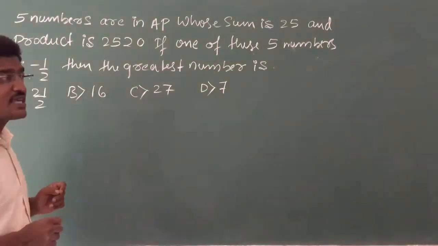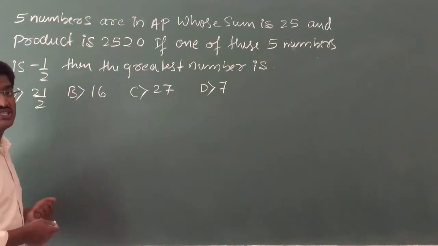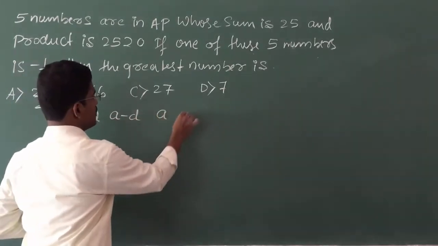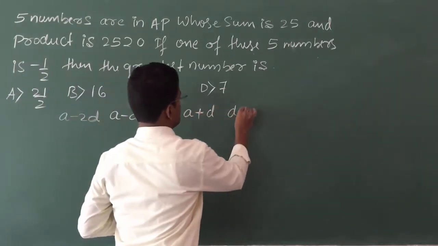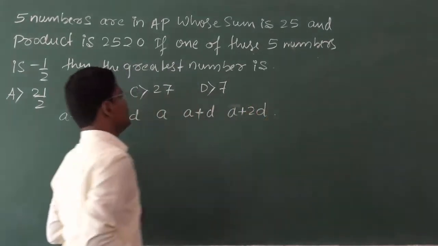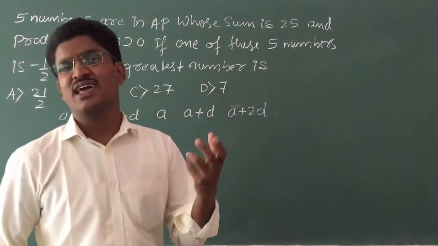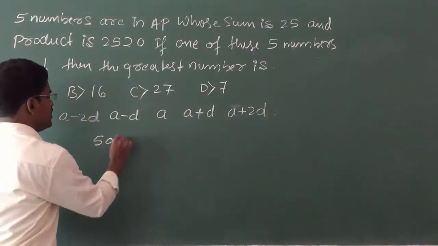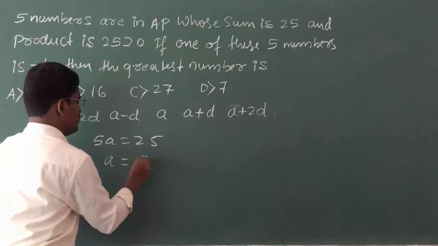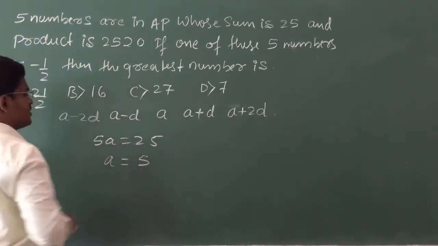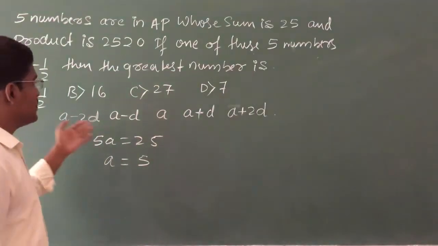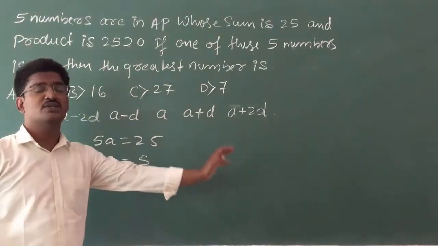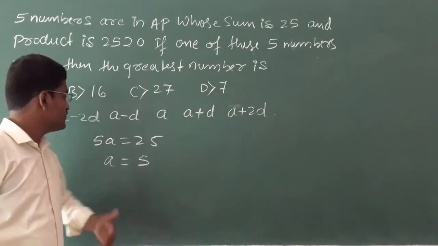No problem. First let us consider 5 numbers in AP, that is A minus 2D, A minus D, A, A plus D, A plus 2D. 1, 2, 3, 4, 5, 5 numbers which are in AP. If I take the sum of this, 5A will be equal to 25, so A will be equal to 5. Adding all the 5 numbers, plus 2D and minus 2D get cancelled, minus D and plus D get cancelled, and A added 5 times is 5A. 5A equals 25, A equals 5.